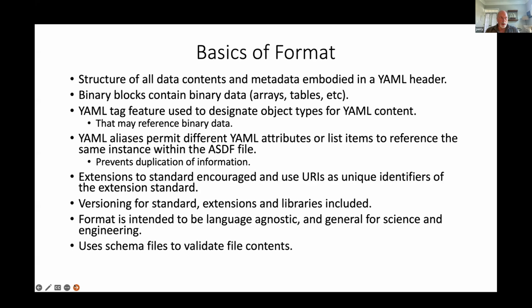Aliases allow you to only have one instance of something. It might be a WCS, it might be an array, but you can refer to that one instance in other places in the YAML and not require duplication of that. And the linkage is explicit.